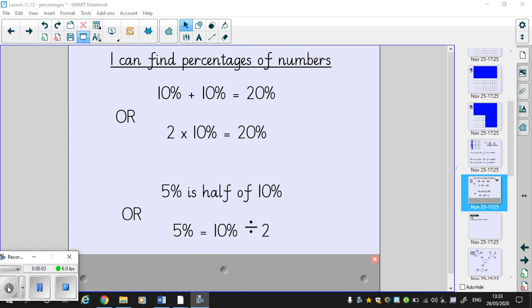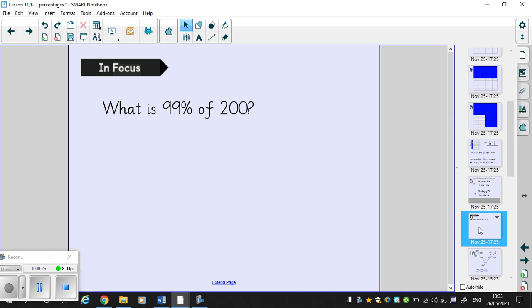Wednesday the 3rd of June. Yesterday we were looking at the idea of putting together multiples of 10% with 5%. So for example, working out 45% or 85%. We're going to take that to the next level today. But before we do that, let's have a bit of a warm-up.